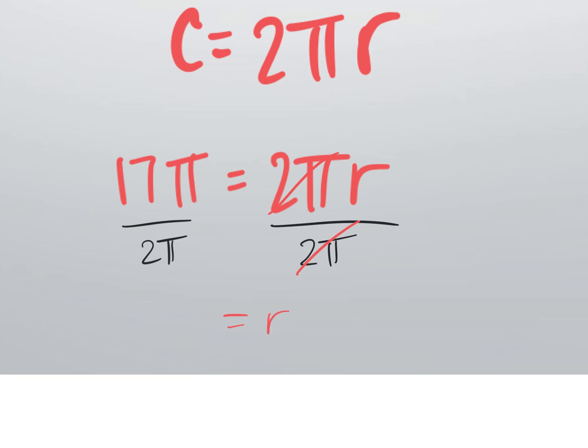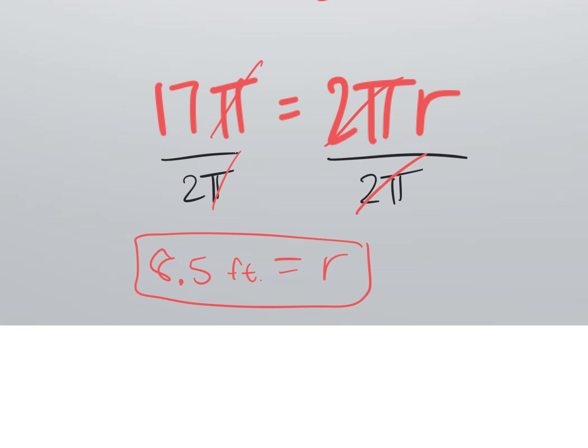Guys, what happens on the left side? What's 17 pi over 2 pi? Does anything cancel out? The pi's cancel out. So now you just have 17 divided by 2. 2 pi or just 2? Oh, the pi's cancel out. Did you get 8.5? 8.5. What am I missing? Very good. Feet. You have to add in the feet here. So our radius is 8.5 feet.